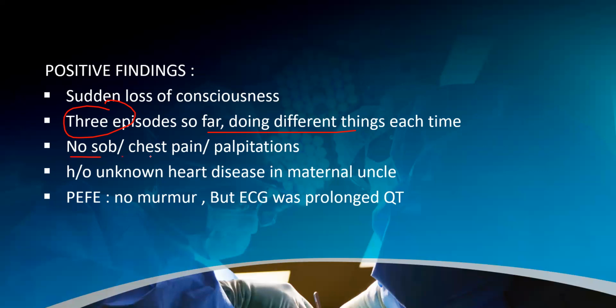There is no shortness of breath, chest pain or palpitation. Nothing is positive apart from the syncopal attack that she is having. And if you don't forget the family history, you will find out that she has a sudden cardiac death history in the family. And so you might find out a history of unknown heart disease in a maternal uncle. That will give you some clue that it might be a case of prolonged QT syndrome.